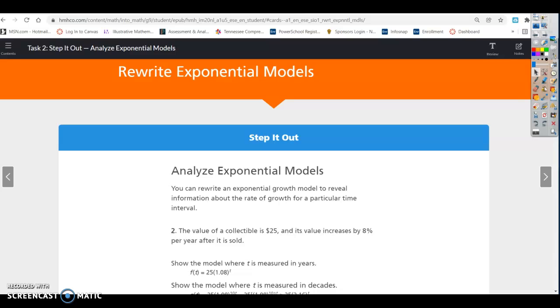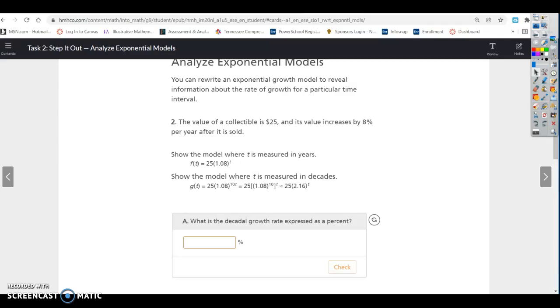Hi guys, today we're looking at lesson 11.3 and we're on task 2. So we're still rewriting exponential models. Alright, so it says to analyze an exponential model. You can rewrite an exponential growth model to reveal information about the rate of growth for a particular time interval.